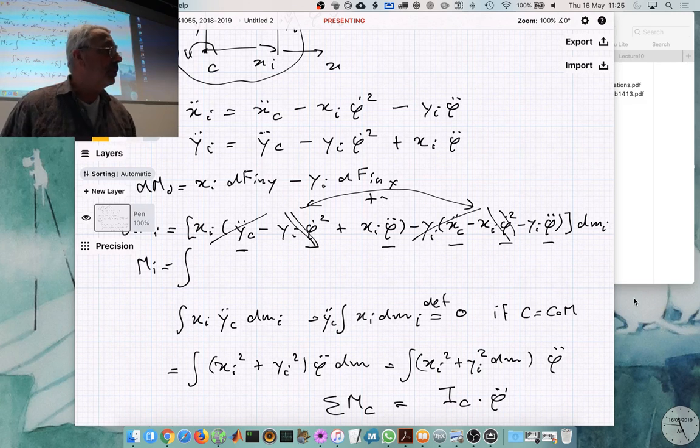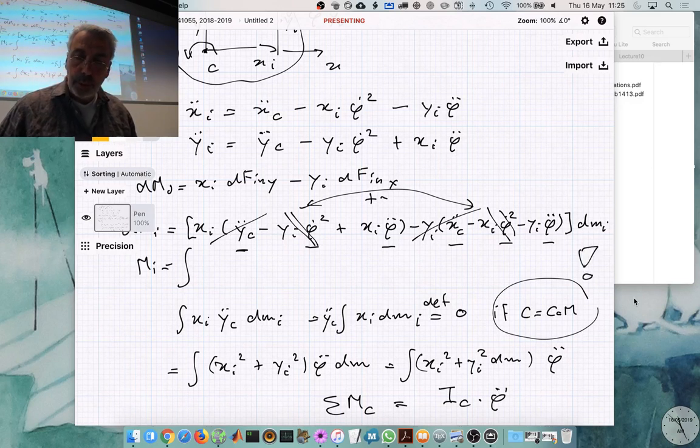And why does it work so neatly? Why did we get rid of these terms? Because we use the COM. That's an important thing for this point C. Would you have used another point, then things would not drop out, and we get all this coupling.